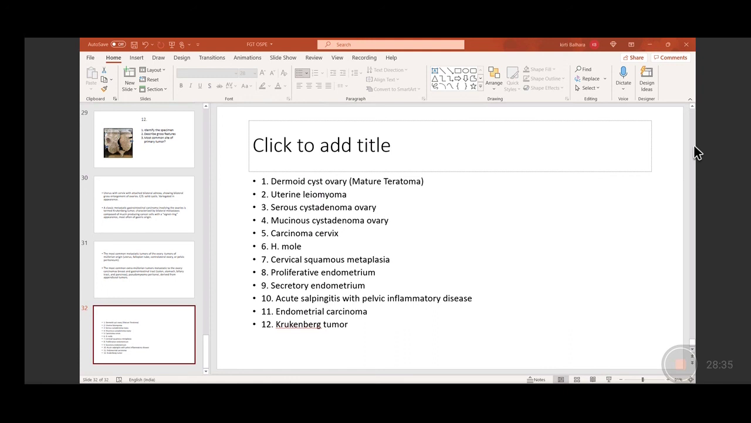How does teratoma arise from the ovary? The ovary does not contain all three germ layers. Okay. Then we have, how can we distinguish serous from mucinous on gross appearance?